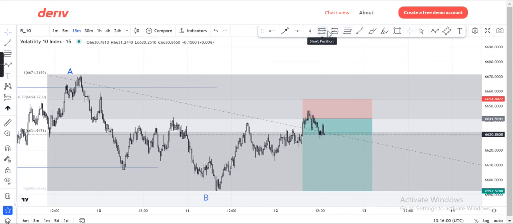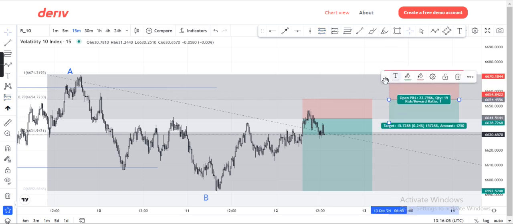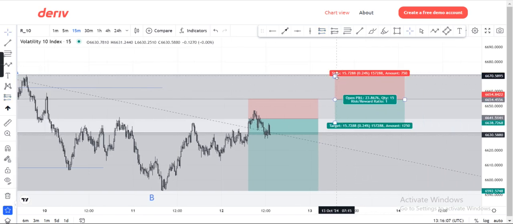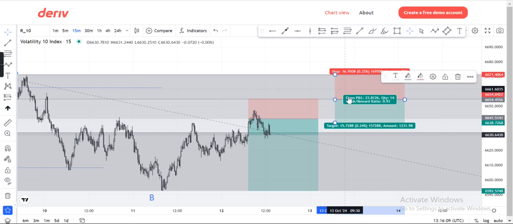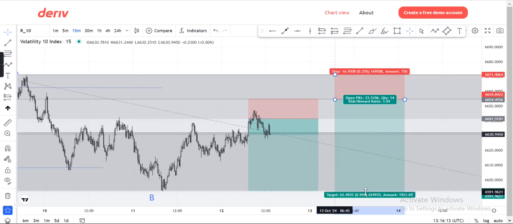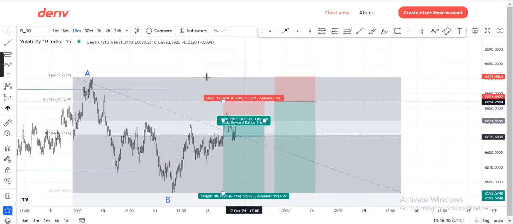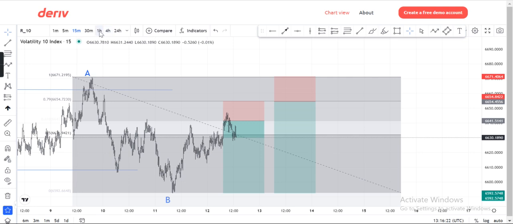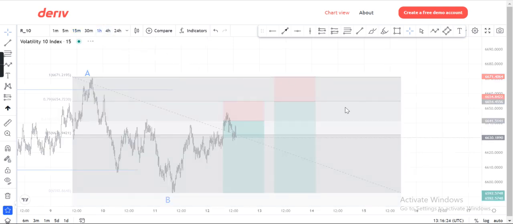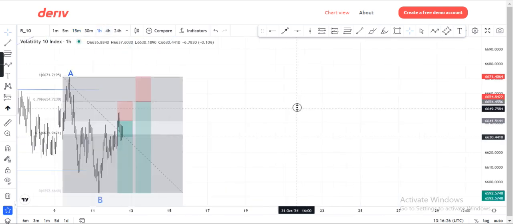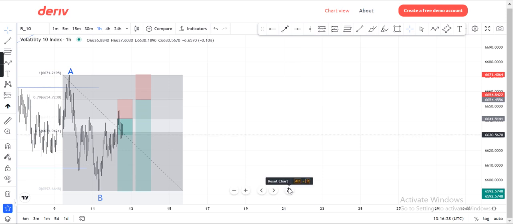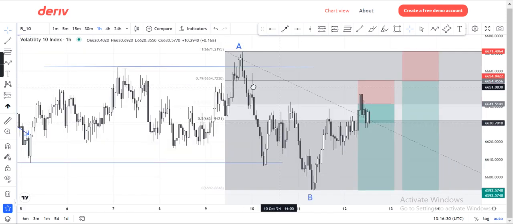Then for a re-entry, if we get stopped out, is this particular area. We place our stop loss at this point, and then we place our take profits at this point. So if you are joining and watching this video on time, you would actually be able to benefit from this particular trade.